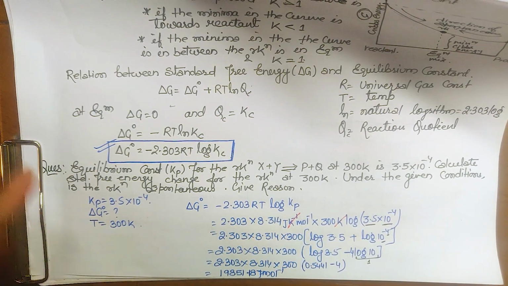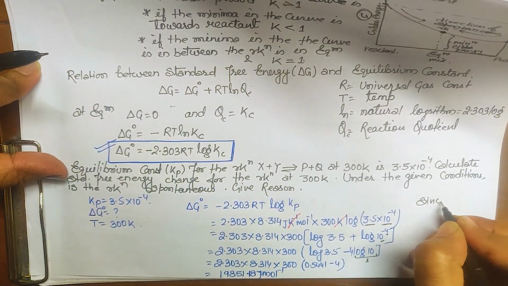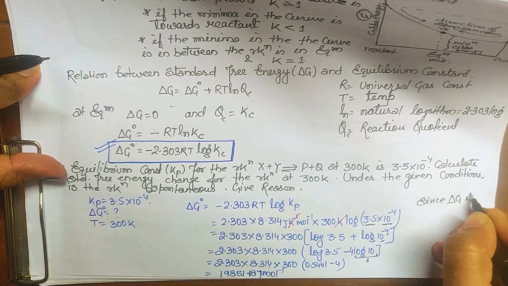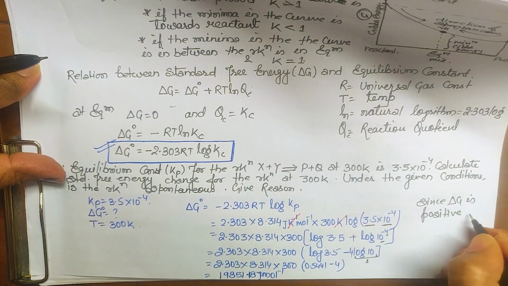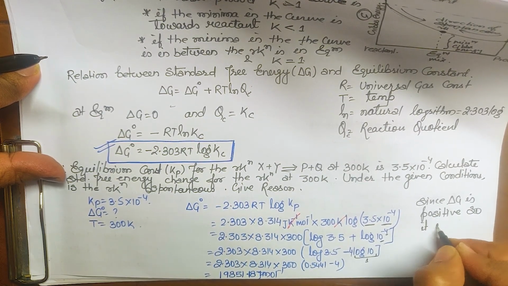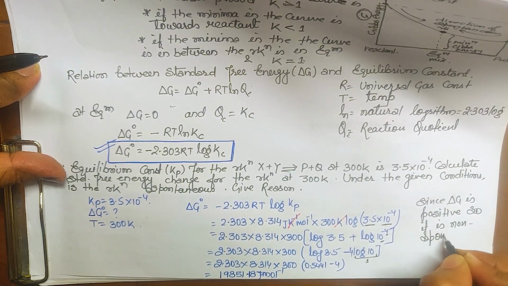So delta G you are getting positive, isn't it? Since delta G is positive, this reaction is non-spontaneous. Got it? Any doubt?